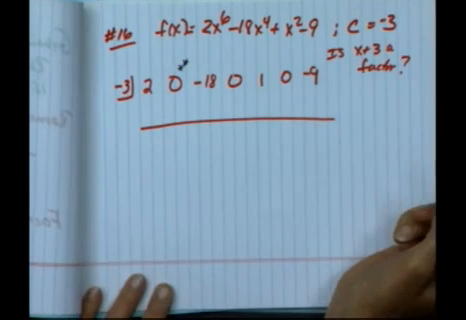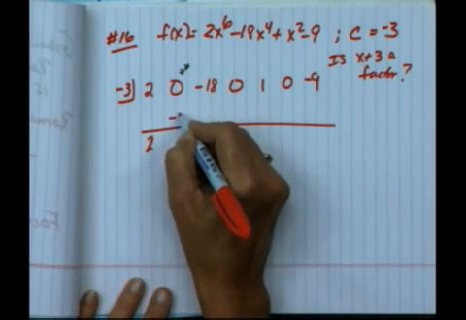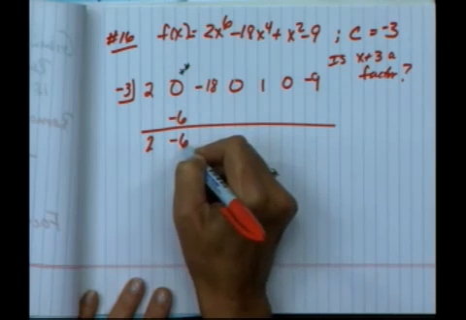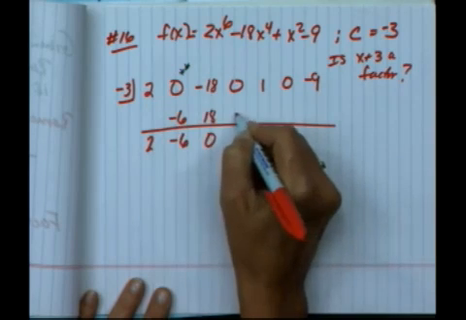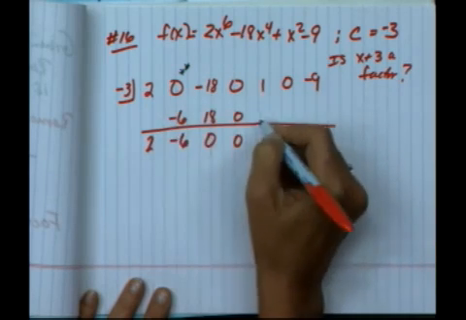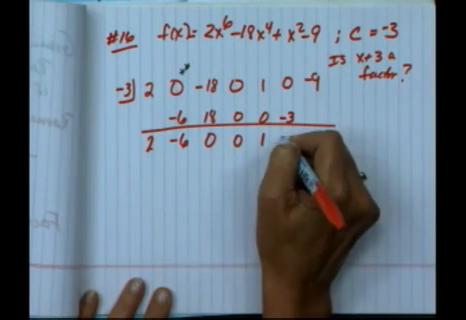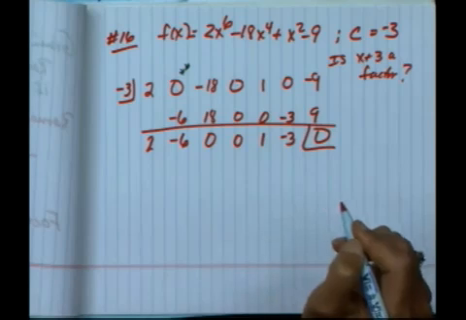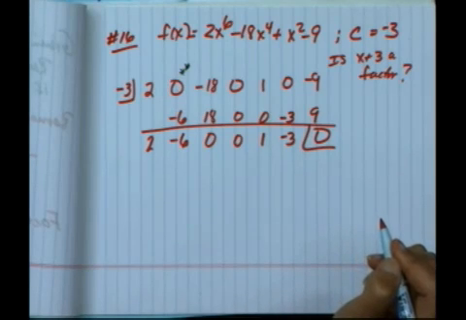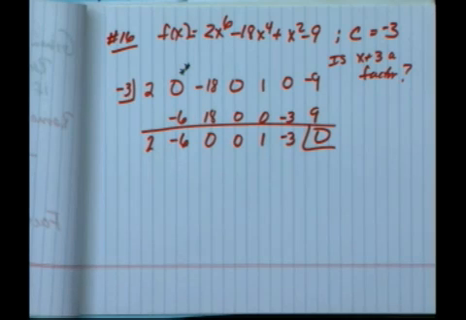All right, here we go. Don't let me make any arithmetic mistakes. Bring the 2 down. 2 times negative 3 is negative 6. Add. Negative 6 times negative 3 is positive 18. Add. 0 times negative 3 is 0. Add. 0 times negative 3 is 0. Add. 1 times negative 3 is negative 3. Add. Negative 3 times negative 3 is positive 9. Add. 0. Wasn't that easy? I did that fast to motivate you. Were you motivated? Okay.